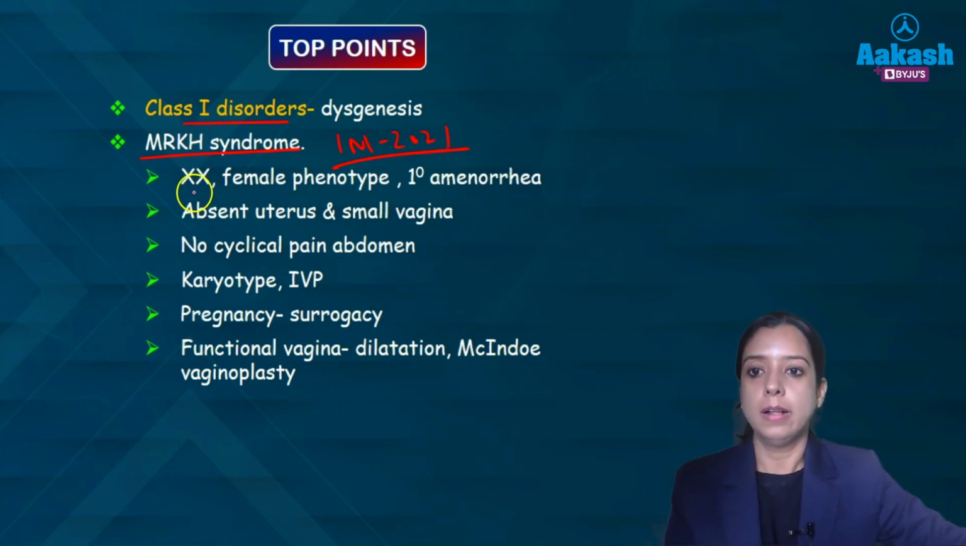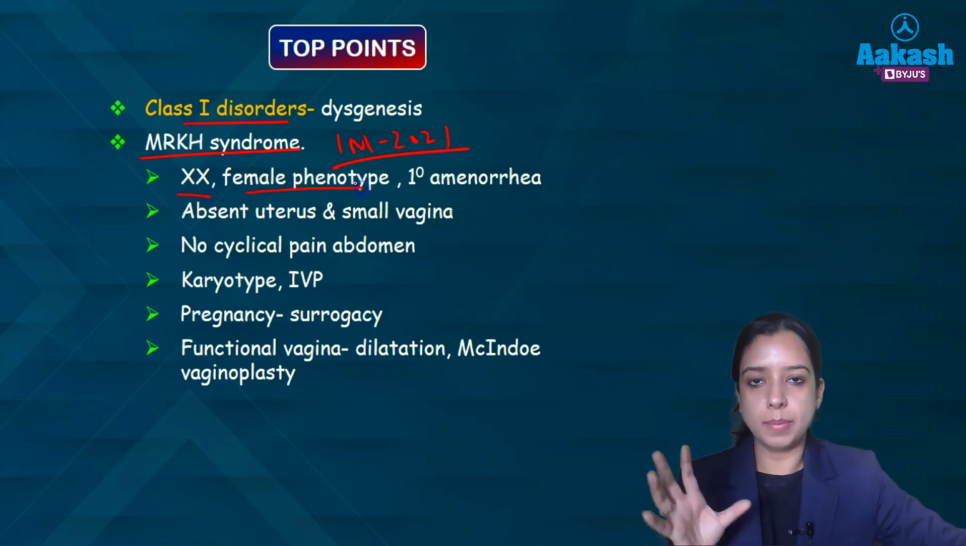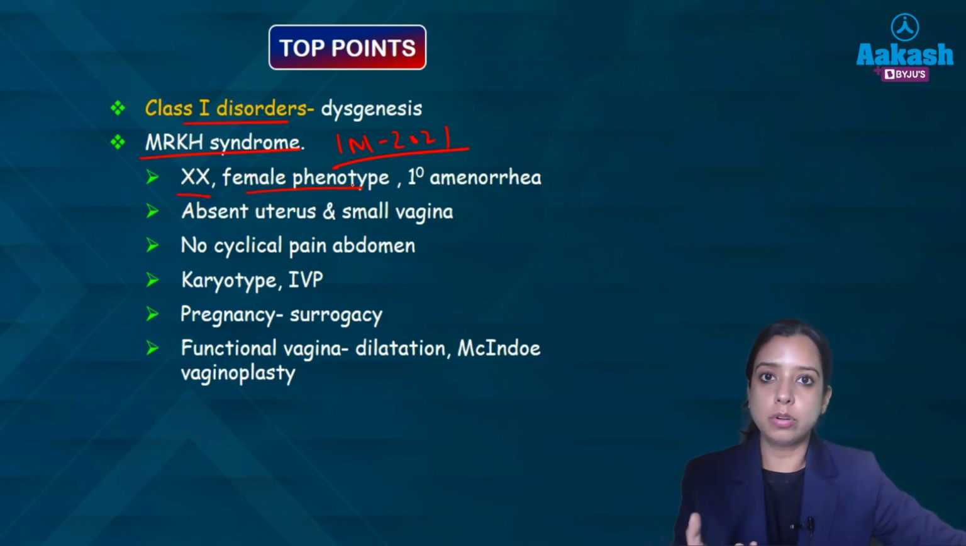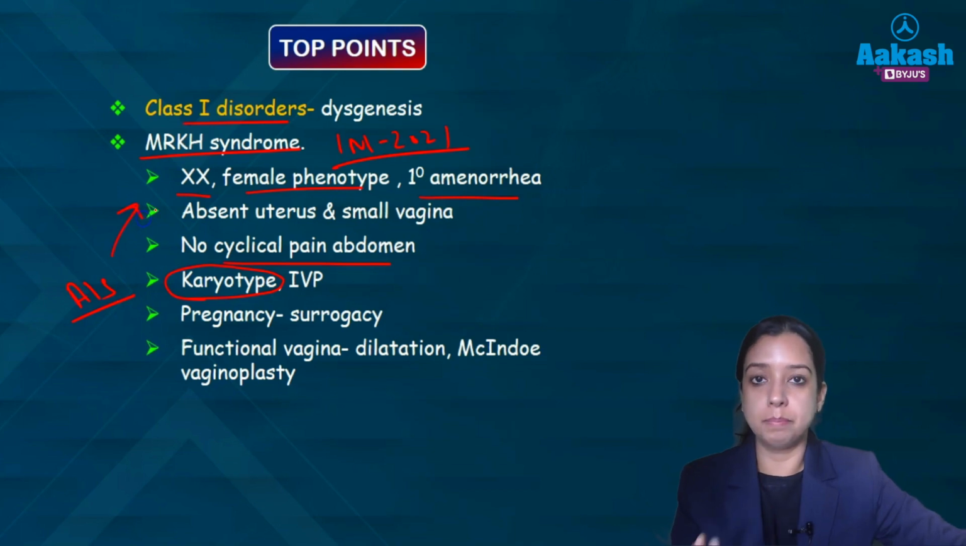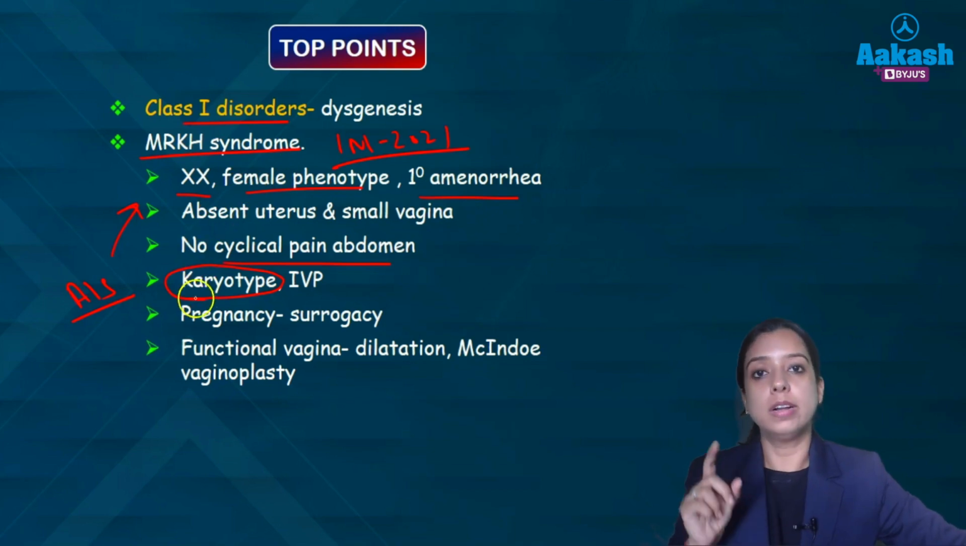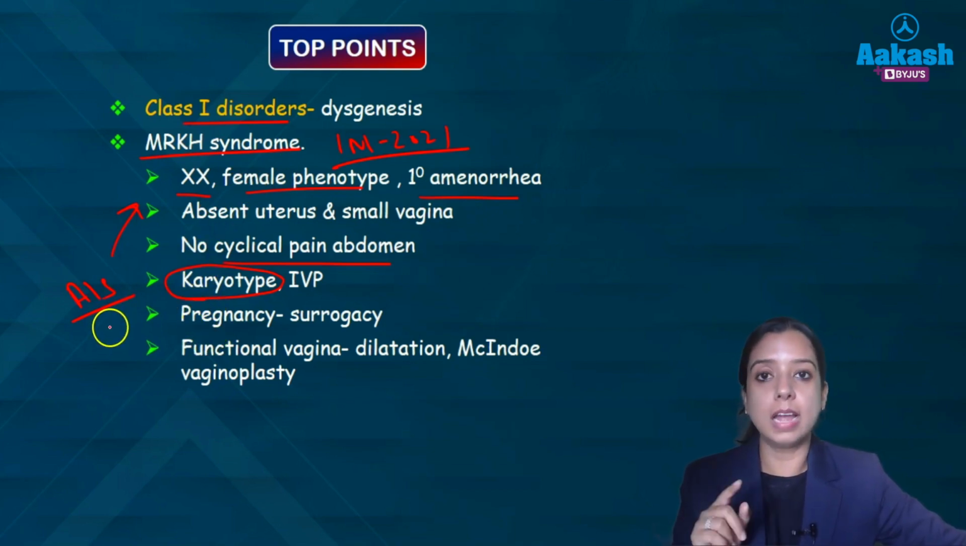What is the diagnosis? XX female phenotype externally, but there is agenesis of uterus and upper vagina, hence primary amenorrhea. There is no uterus, so there will be no cryptomenorrhea, no cyclical pain. And the lower one-third of vagina is formed because it is from urogenital sinus, so there will be a small blind vaginal pouch. No cyclical pain. You need to do karyotype of such a patient because you need to differentiate it from androgen insensitivity syndrome. AIS also presents similarly except one thing. They do not have pubic and axillary hair which are there in MRKH. But for diagnosis, you need karyotype because AIS are XY.